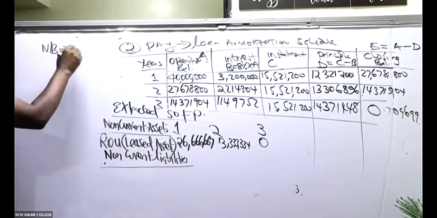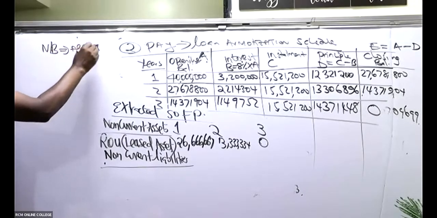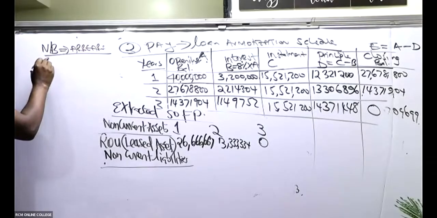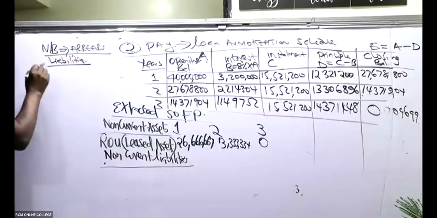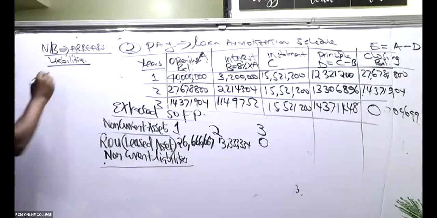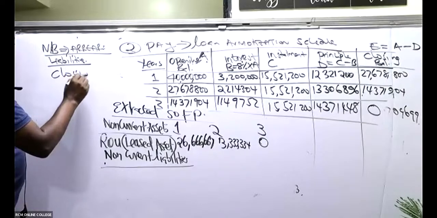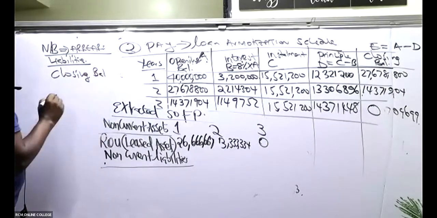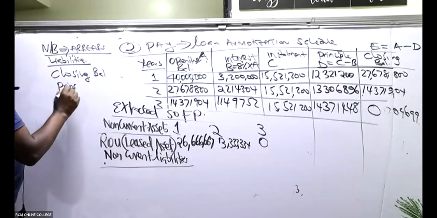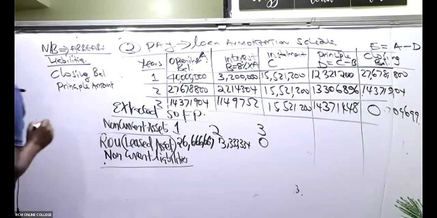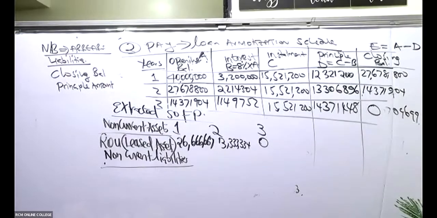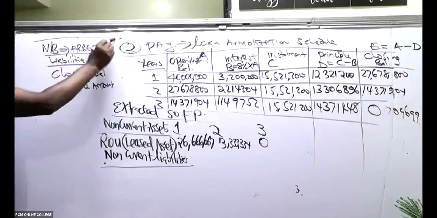If payments are done in arrears, in terms of liabilities, we shall always pick the closing balance, and the principal amounts. Closing balance under the principal amount. These are very, very important notes. Please write it in full like this.